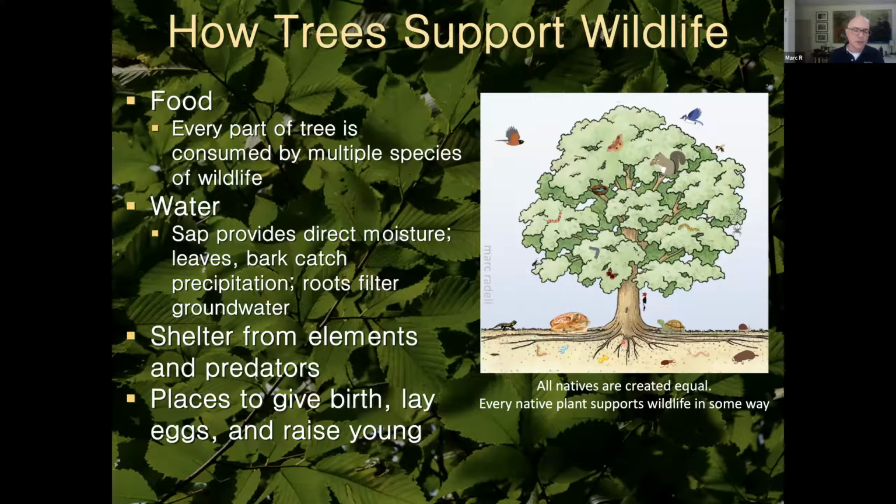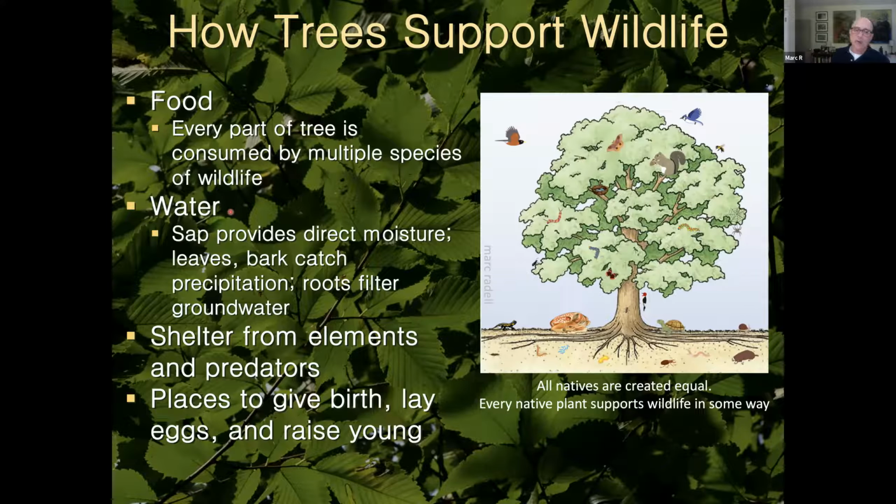So the entire thing, every species is necessary, and every part of the plant is helpful to some other organism. These are the components for wildlife gardening: food, water, shelter, and places to raise young or give birth. Like if you look at the National Wildlife Federation or something like that. So that's why we're classifying this way.